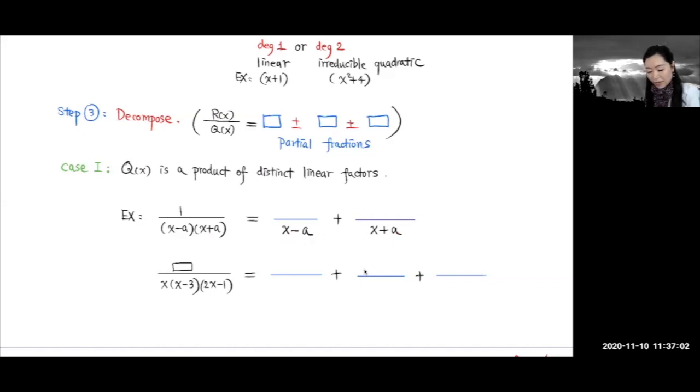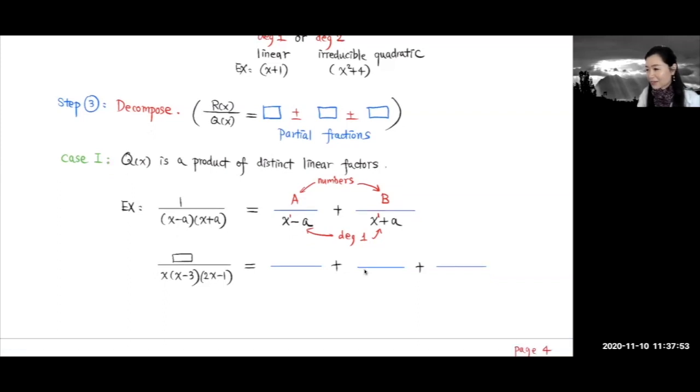Now, what should I put on top? Those are linear, right? So those are degree 1, to the first power. So up there in the numerator, you're going to put A and B. Those stand for numbers that we need to find out later. For now, we just put A and B, and in the next step, we find out what A and B are. So that's how you decompose it.